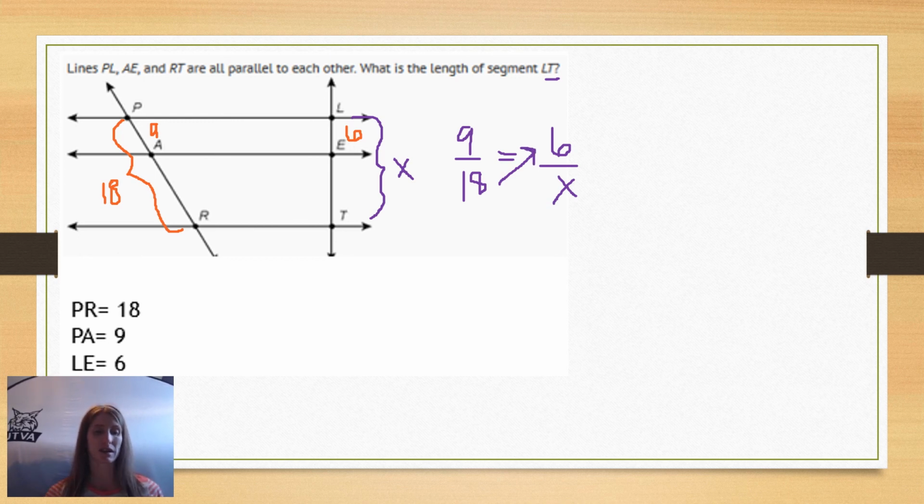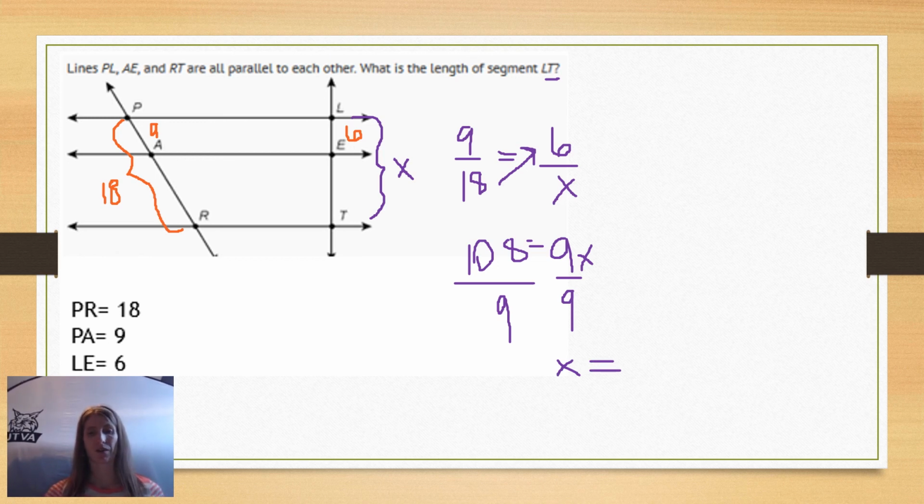So 18 times 6. And I get 108 equaling 9x. And then I divide by 9. And I see that x equals 12. I knew that. And so that is my answer because that is the full length.